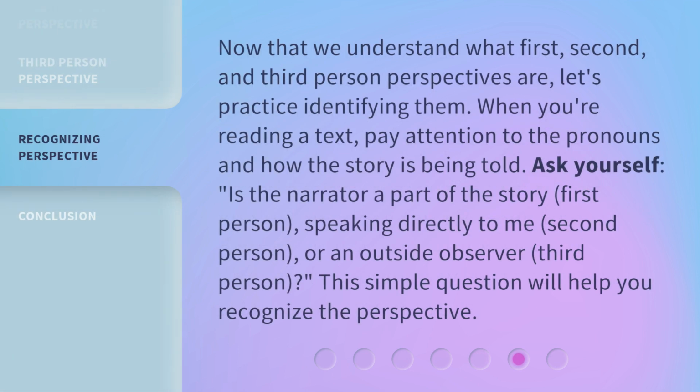Now that we understand what first, second, and third-person perspectives are, let's practice identifying them. When you're reading a text, pay attention to the pronouns and how the story is being told. Ask yourself, is the narrator a part of the story, first person, speaking directly to me, second person, or an outside observer, third person? This simple question will help you recognize the perspective.